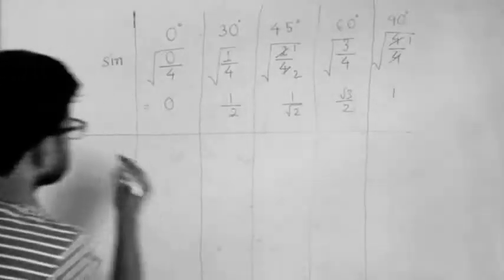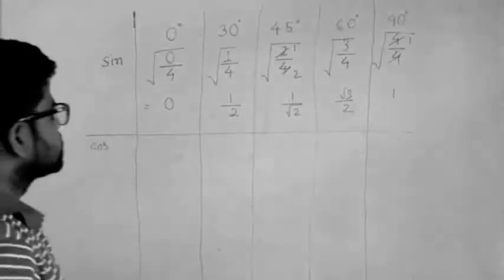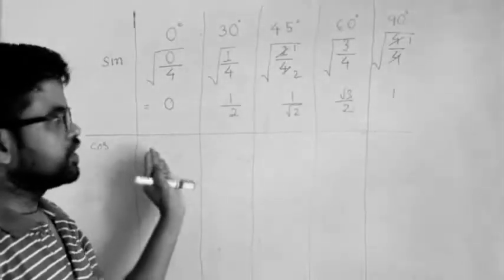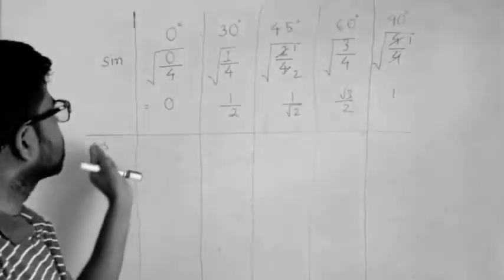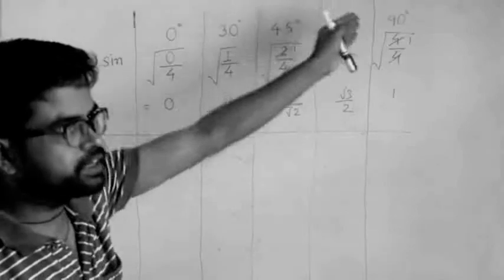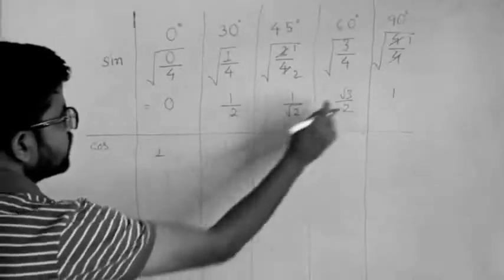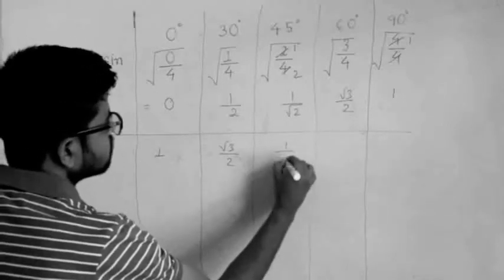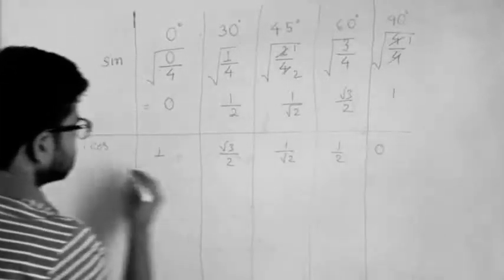Now for cos and sine, they are the complement of each other. So that means for writing the values of cos, you have to write the values of sine in the reverse order. Whatever is the value for sine 90 will be equal to the value for cos 0 degree, because 0 and 90 are the complement of each other. 1, then root 3 by 2, 1 by root 2, 1 by 2 and 0.